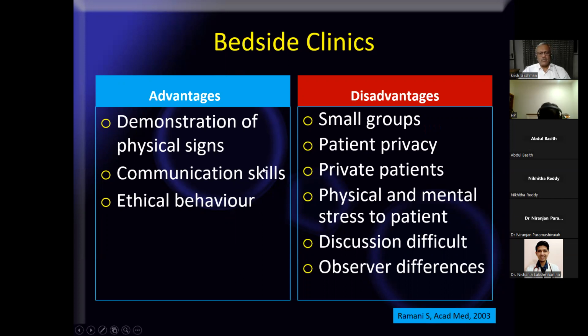So at the most, you're looking at demonstration of physical signs. And I think the way we are doing now, where even in big gatherings we have patients, in our RRC or in our Hanumaya lecture series, for example, we discuss things in front of the patient.